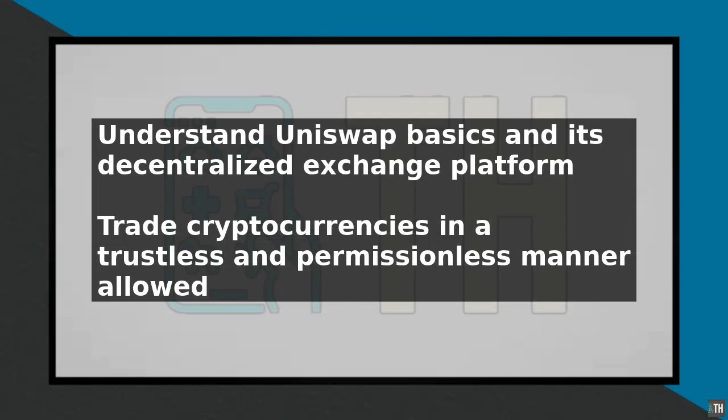To sell on Uniswap, you need to understand the basics of the platform and how it works. Uniswap is a decentralized exchange that allows users to trade cryptocurrencies in a trustless and permissionless manner. First, you need to have a digital wallet that supports Ethereum, such as MetaMask, and some Ethereum in it to pay for transaction fees. Then, go to the Uniswap website and connect your wallet to the platform.